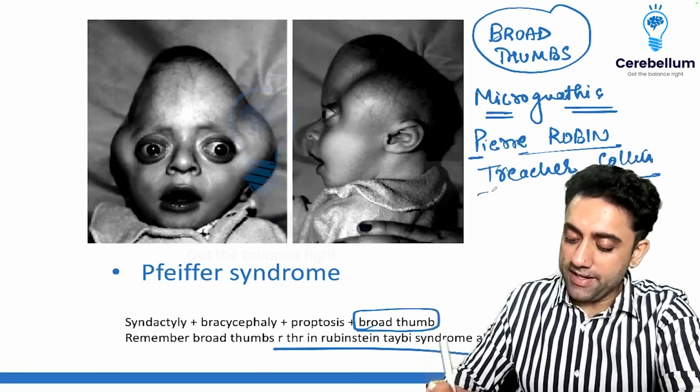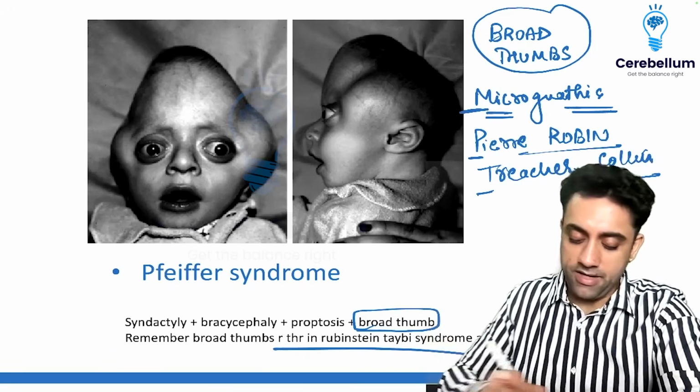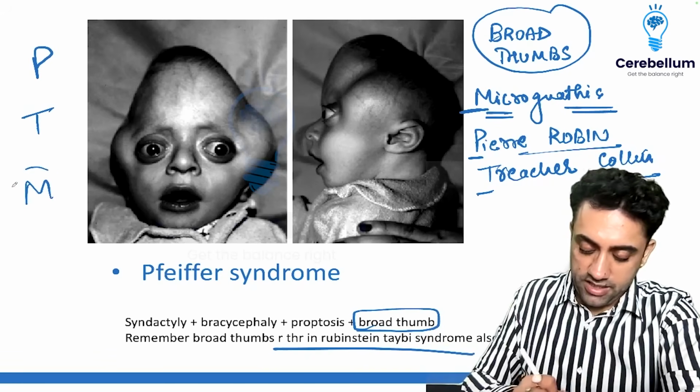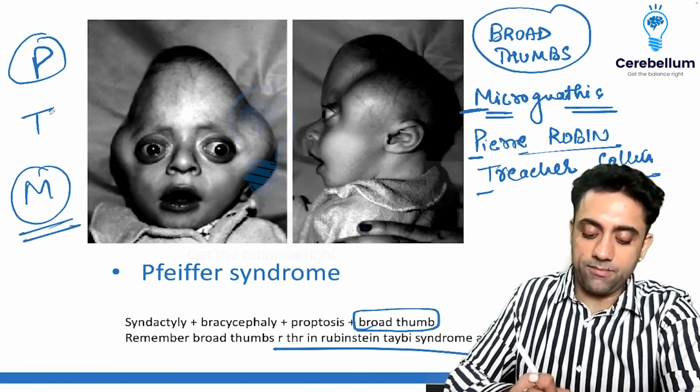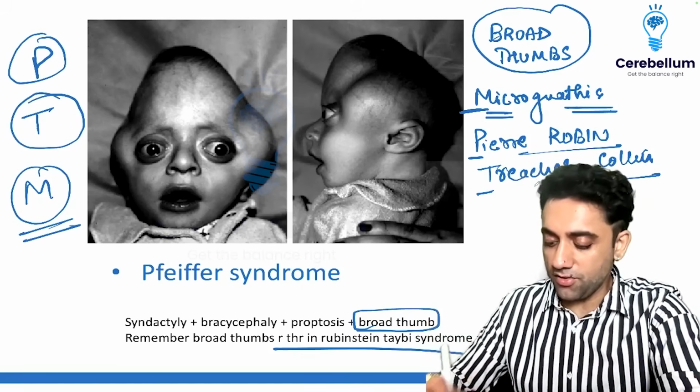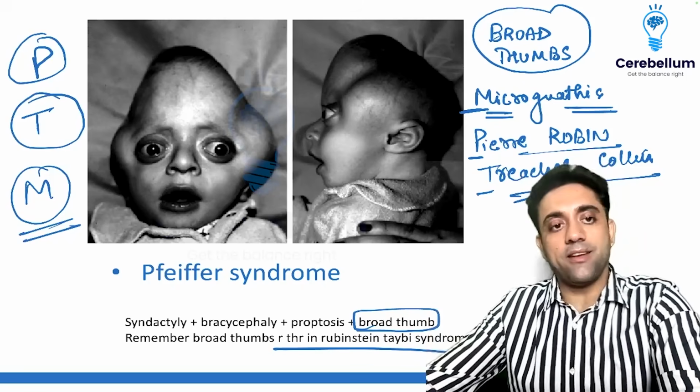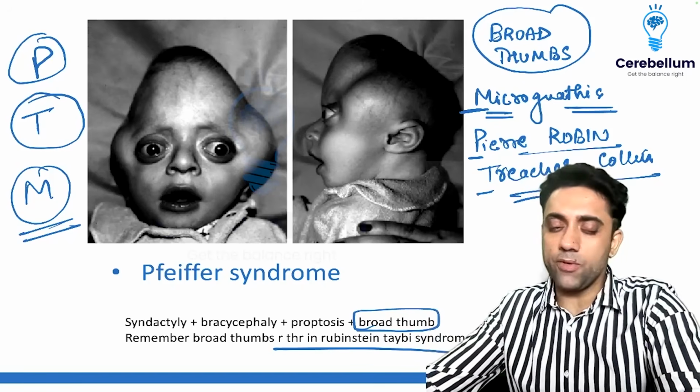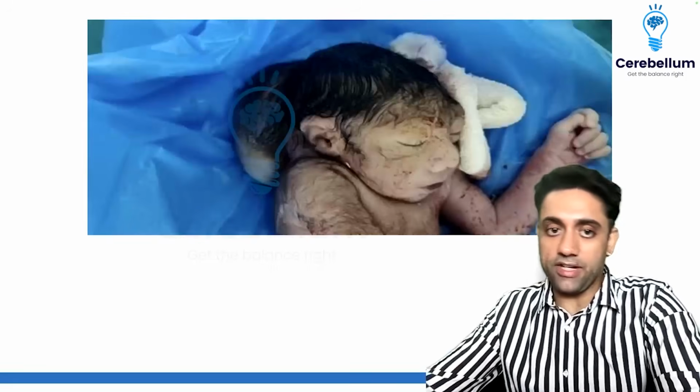Okay. Remember, parents-teacher meeting, PTM. Meeting means micrognathia is seen in parents and teacher. The teacher is Treacher-Collins, and parents for Pierre. Pierre-Robin syndrome, Treacher-Collins syndrome, you will have micrognathia.